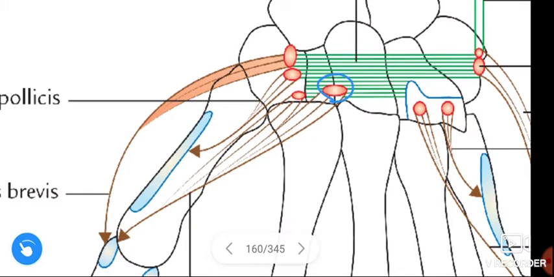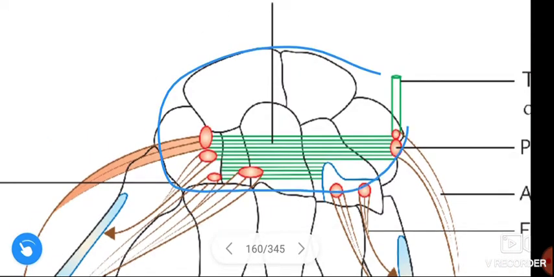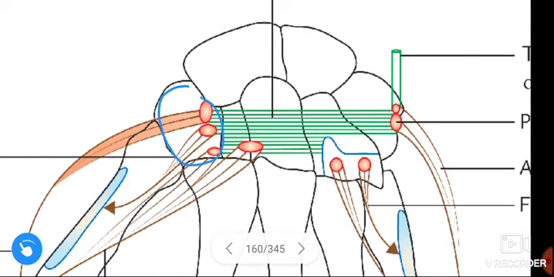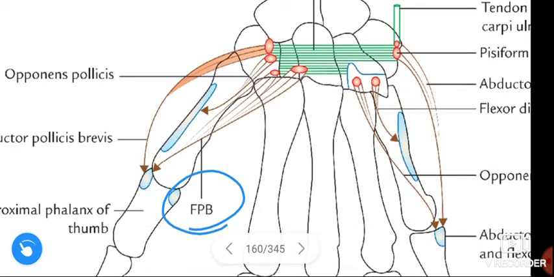Next, this is the deep head. Origin of this deep head, see here guys, is from the carpal bones. This is trapezium, trapezoid, capitate and hamate. See here, the origin of this deep head of flexor pollicis brevis is from these two bones. This is the first bone and this is the second bone. This is the trapezoid and this is the capitate. That means the origin of the deep head of flexor pollicis brevis is from the trapezoid and capitate. This is about the origin of flexor pollicis brevis.